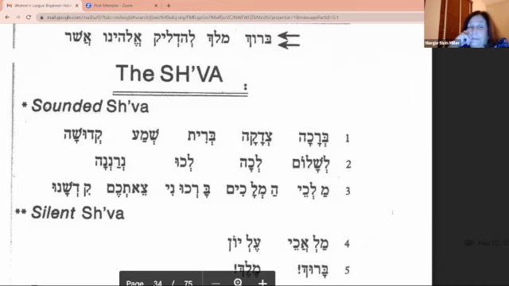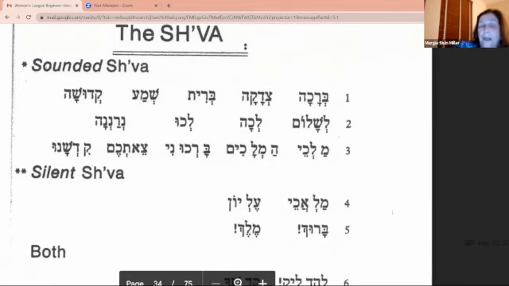Shema. Kedusha. You get that. We'll have you do that all together, but you get that. I think I made it pretty easy on that one. The second line, same. I won't make it confusing yet.